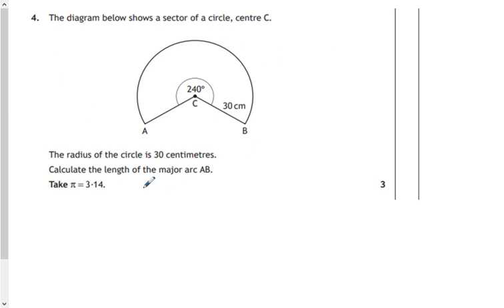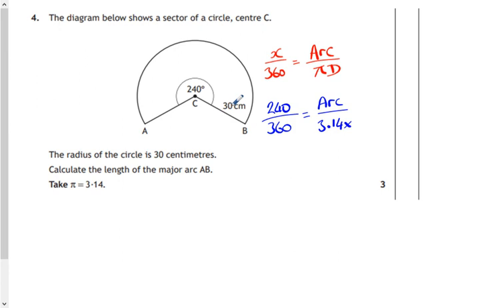Let's get started. So the length of the major arc, well, our formula, x over 360, is equal to the arc over pi d, our circumference. The portion of the circle is equal to the portion of the arc. So we get that 240 over 360 is equal to our arc that we want over 3.14 multiplied by our diameter. So if the radius is 30 centimeters, then the diameter d is 60 centimeters times 60.